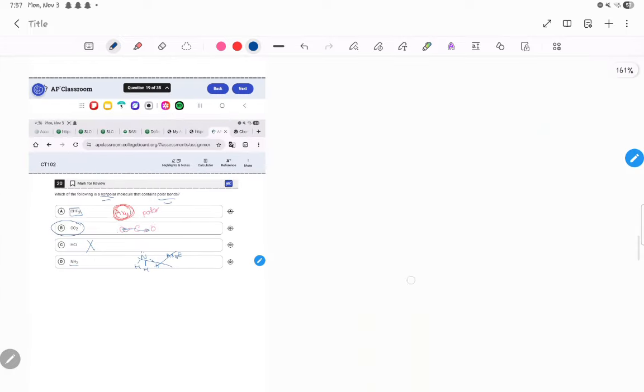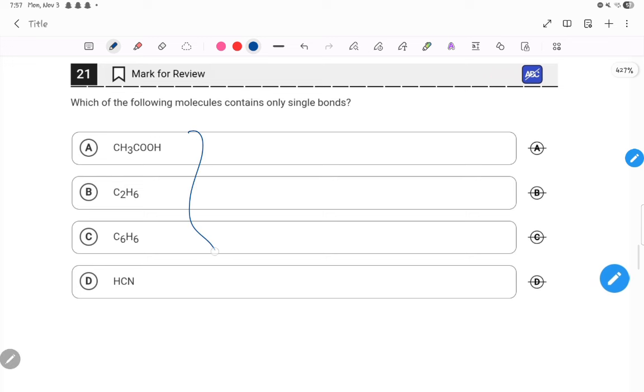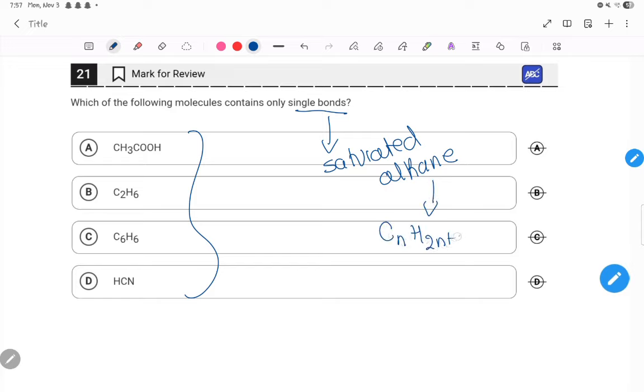What does it say? Which contains only single bonds. Okay, this is from before. Single bonds means that it's saturated. Saturated means it's an alkane, right? Alkane means that it follows the structure CnH2n+2. Which of the following follows the structure? Not this one, not this one, not this one. So B. B is the correct answer.